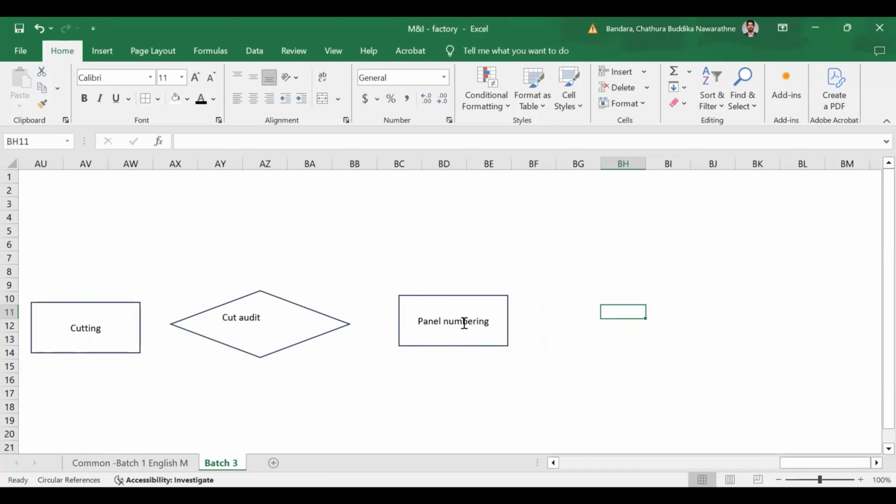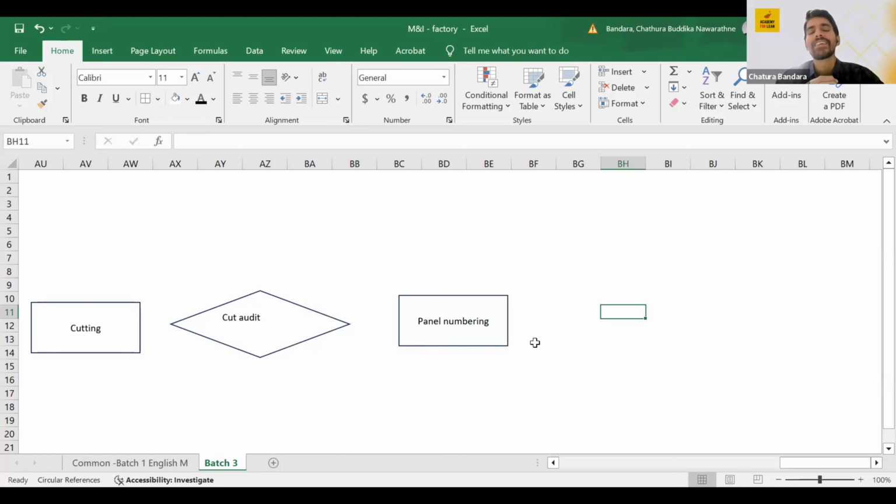No, actually, after this is the cake, then numbering, then bundling, then it goes to the CPI. Here it's not like that. In my factory, we are not doing 100% panel checking, one by one checking. We are not doing that.